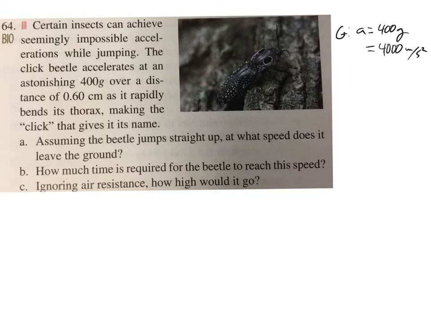And it exerts itself over a distance of 0.60 centimeters, which is a distance of 0.0060 meters, I believe, yes? Because 0.6 centimeters should be 6 millimeters. All right. So, assuming the beetle jumps straight up, at what speed does it leave the ground? All right. So then, are there any hiddens? Yes. V0 equals 0. Okay.